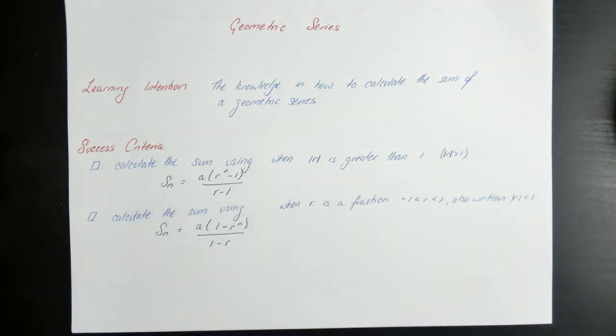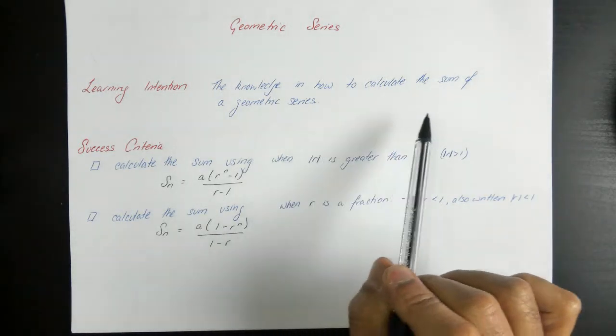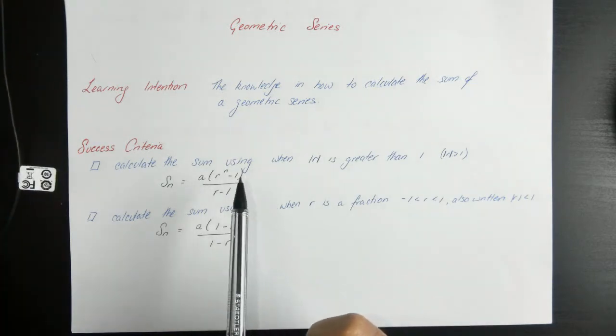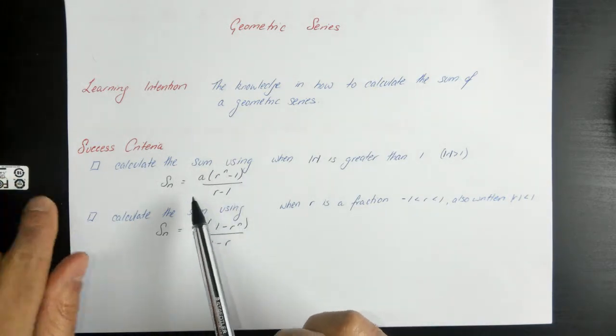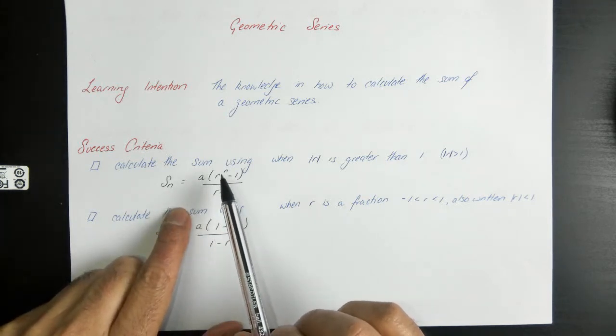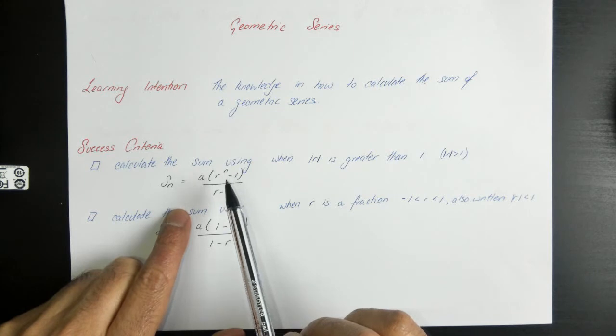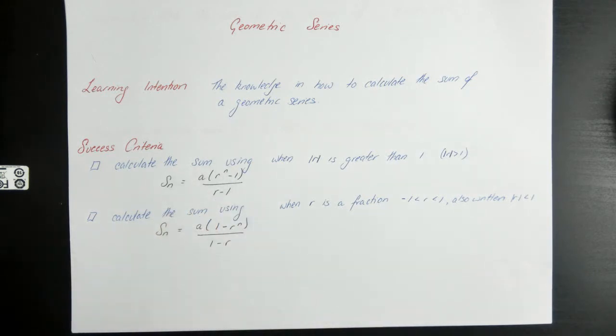Okay, so today we're looking at geometric series. Our learning intention is to gain the knowledge in how to calculate the sum of a geometric series. So we'll be able to use the formula Sn, the sum of n terms, is equal to a multiplied by r to the power of n minus 1, all over r minus 1, which is also in our formula sheet.